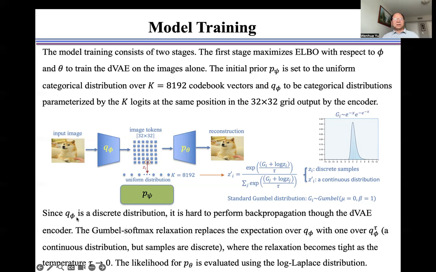Since Q phi is a discrete distribution, as shown here, it's hard to perform backpropagation through the discrete VAE encoder. The Gumbel-softmax relaxation replaces the expectation over Q phi with one over Q phi tau, that is a continuous distribution, but samples are discrete, where the relaxation becomes tight as the temperature tau tends to 0. The likelihood for P theta is evaluated using the log-Laplace distribution.